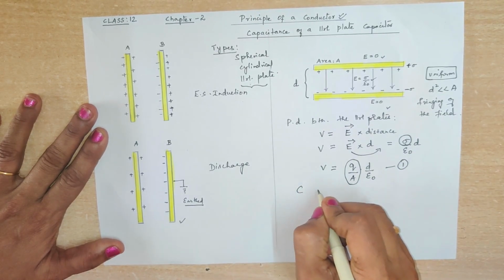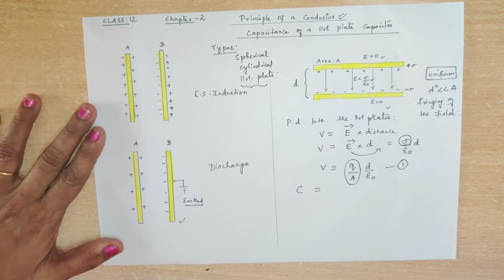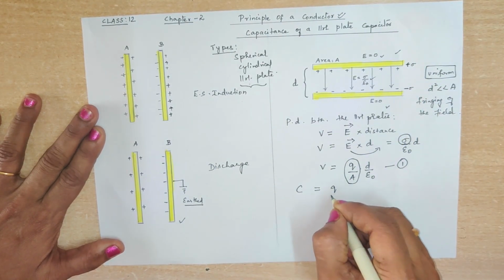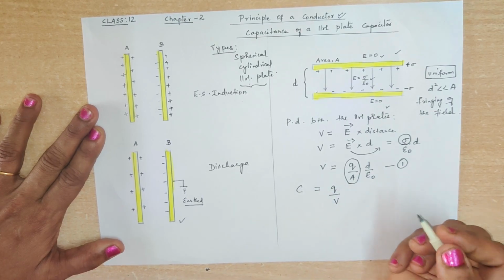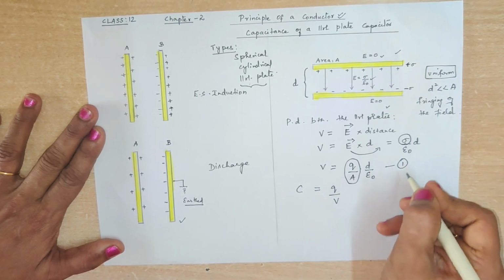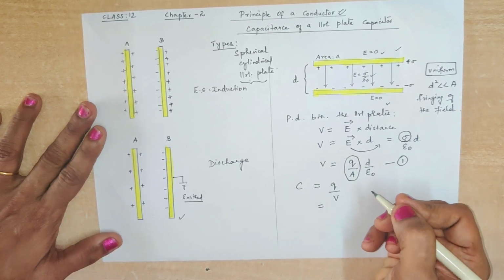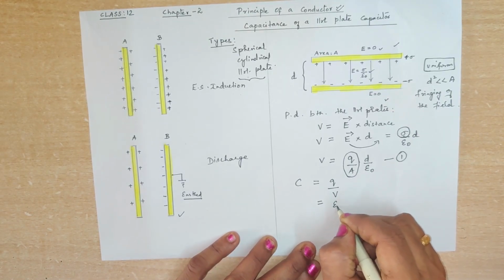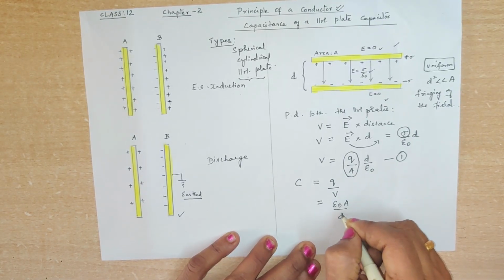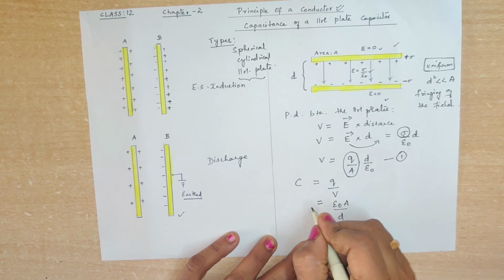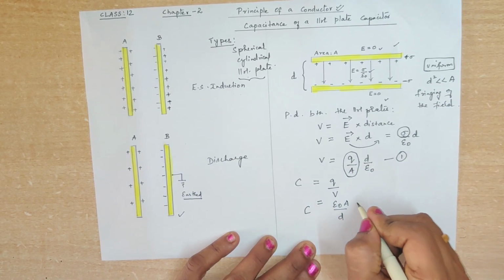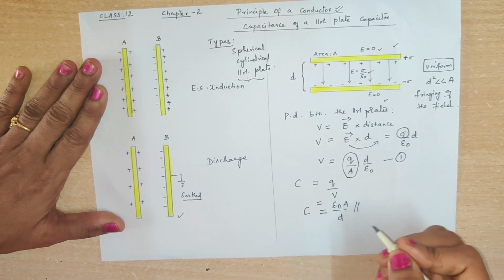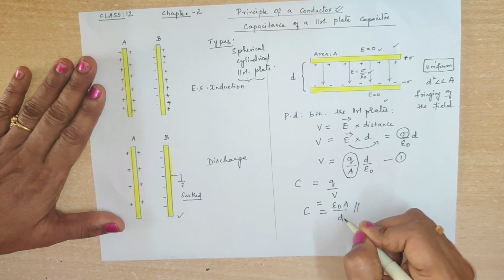But we are talking about the capacitance between the two parallel plates in this given arrangement. Therefore, C can be written as Q by V. When you substitute this equation number 1, and after cancelling the terms, you will be getting epsilon naught A by D. This is the final expression for capacitance, where C is equal to epsilon naught A upon D.